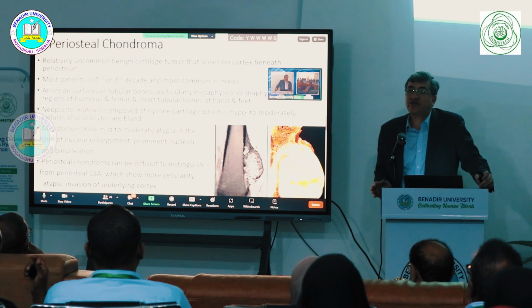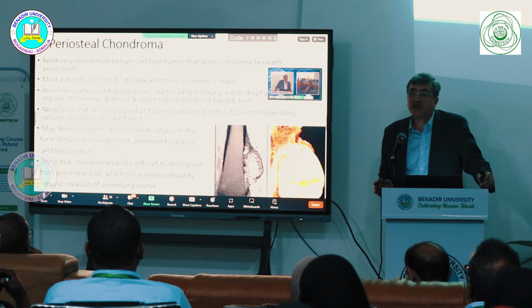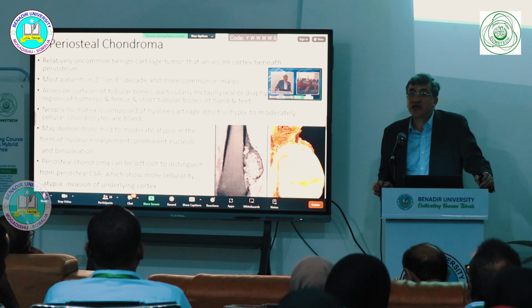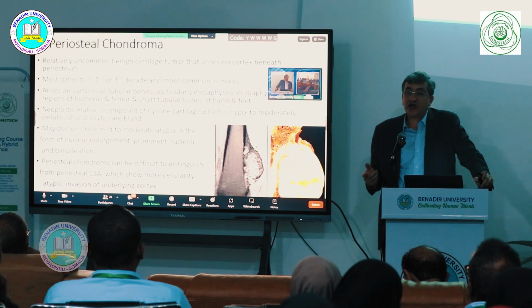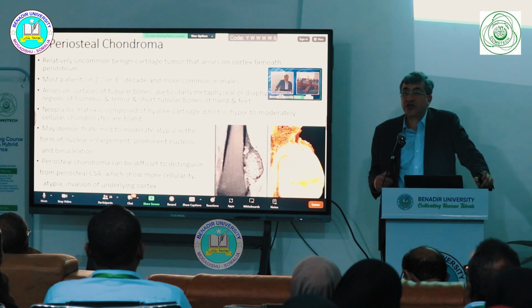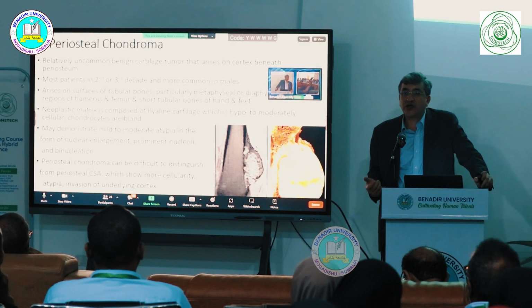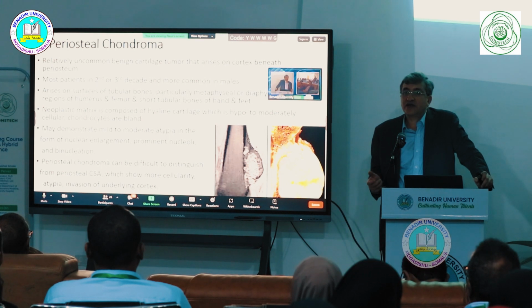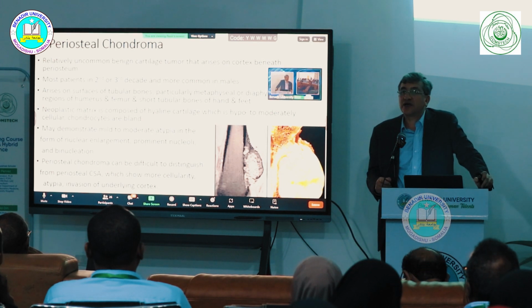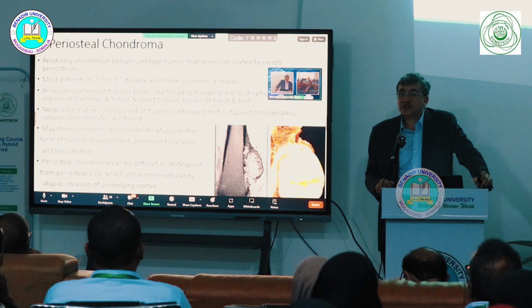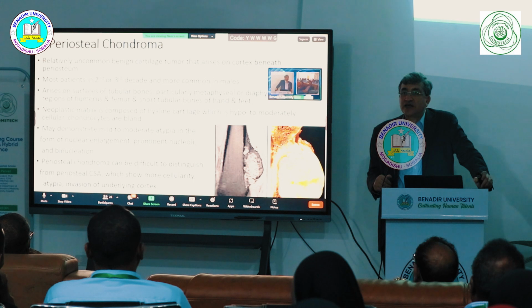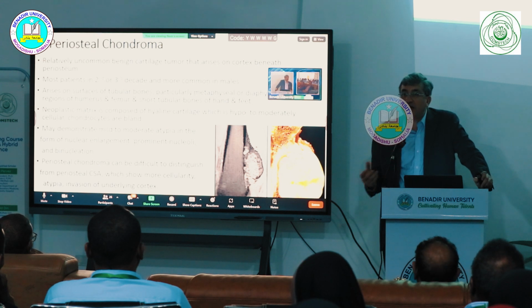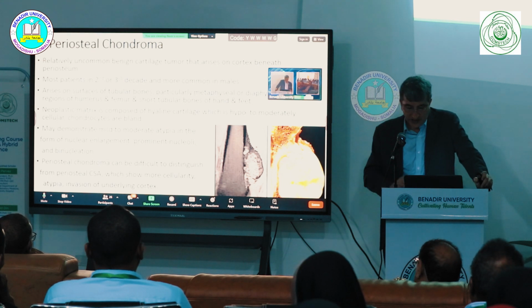Periosteal chondroma is rare. We have seen hardly 8 to 10 cases in our practice, but without radiological correlation, if you encounter a periosteal chondroma, you can easily misinterpret it as a malignant lesion, because this benign lesion shows increased cellularity and atypia and prominent nucleoli.